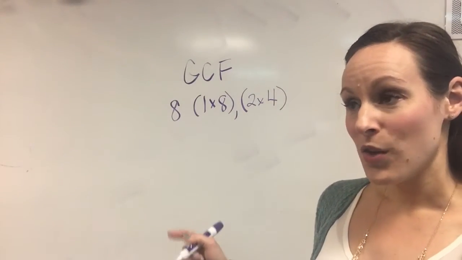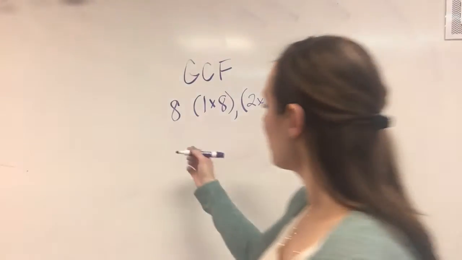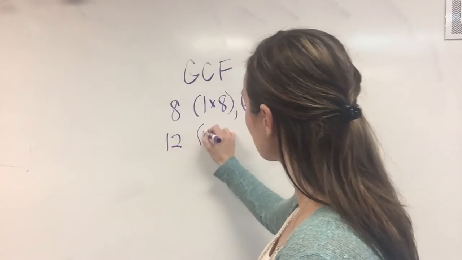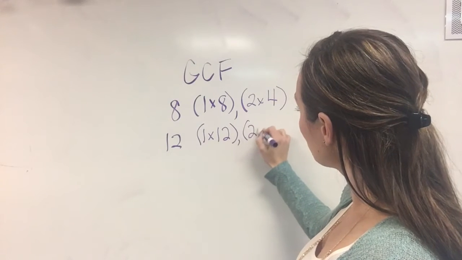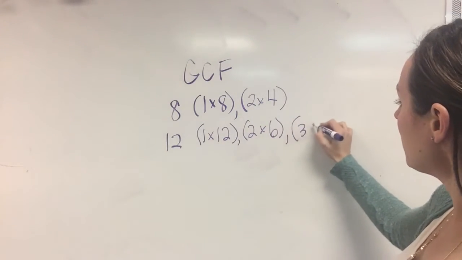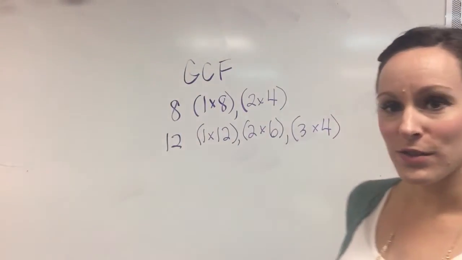If I want to go on and find a common factor with 8 and another number, I'm going to go ahead and pick the number 12. I would do the same thing. So I start with 1 times 12, 2 times 6, and then 3 times 4. So those are my pairs of factors.